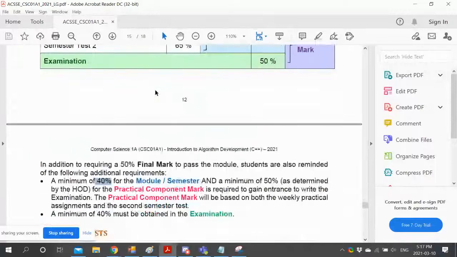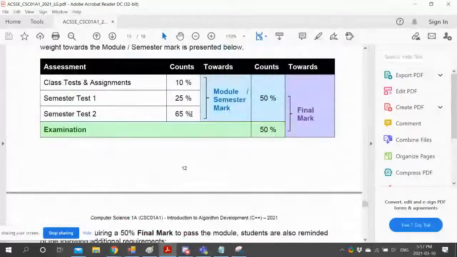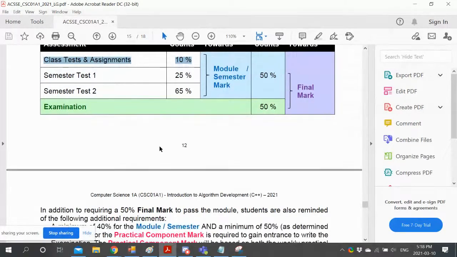And how do we calculate the practical component mark? Well, the two components of the course that are fully practical are the second semester test and the practical assignments, both the weekly ones and the online ones I'll show you now. So together those form 75% of the overall course. So your performance in that portion of the course is converted into a mark out of 100, and that has to be at least 40%.